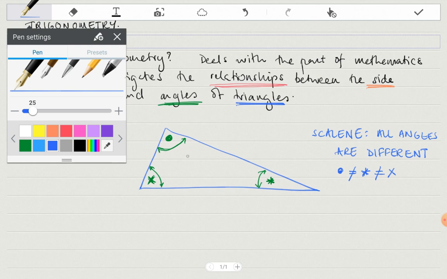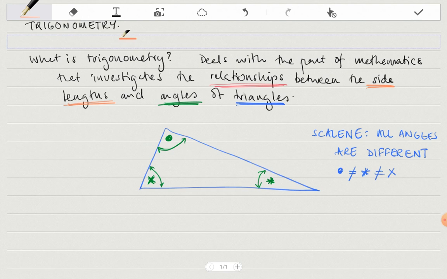We spoke about the angles on the inside. Now we're going to speak about the side lengths, so let's go for orange. The side length would be this measurement here. That would be one, this would be another side length, and then the last one would be this one, your last side length.